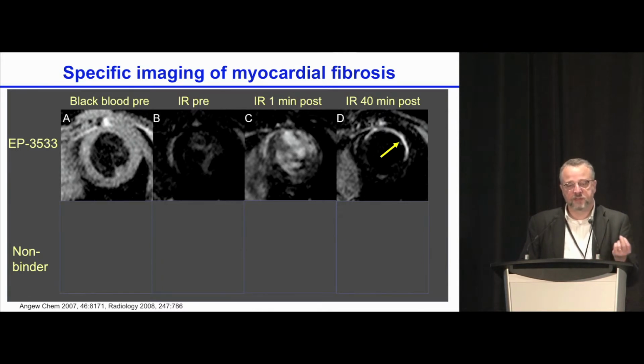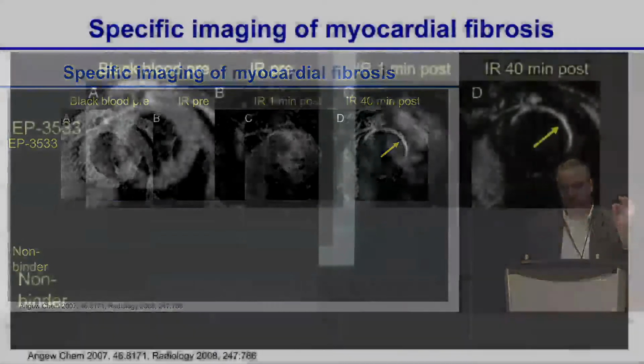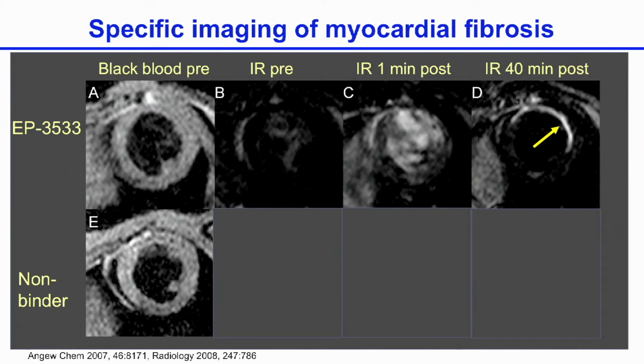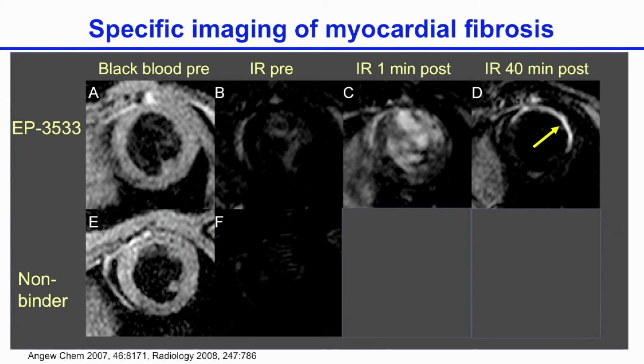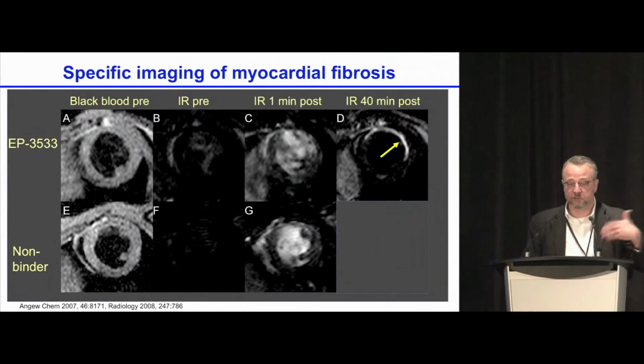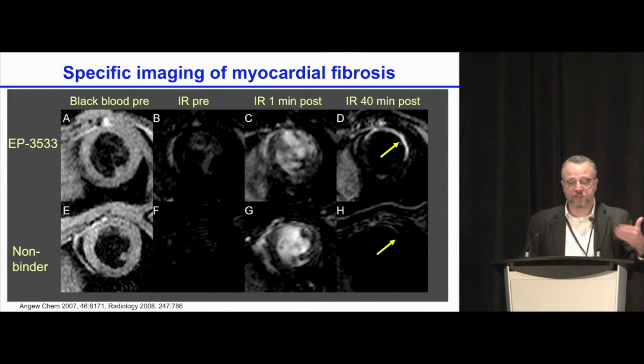Then we can take the identical probe, except where we've modified one of those amino acids from L to D to knock out binding, and take the same animal the next day. Here's the anatomical image to orient you. We null the signal in the myocardium. We inject the probe. The blood pool is bright. But over time, it washes out, and there's no enhancement of the scar, and this is one way that we look at specificity.